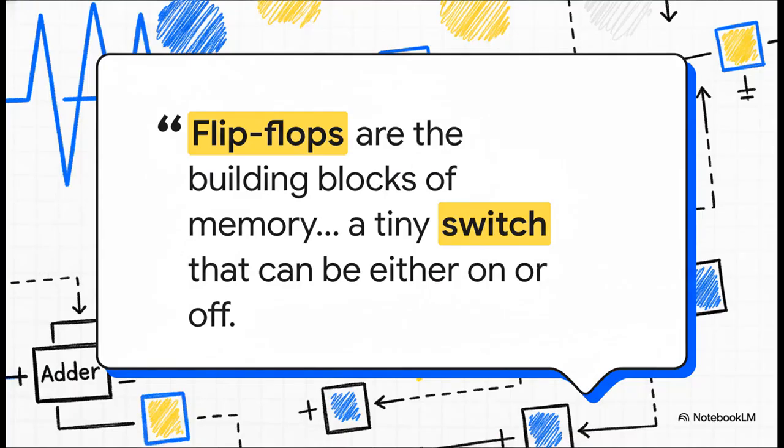The most basic component of memory is called a flip-flop. Yeah, it's a bit of a quirky name, but the idea is actually pretty simple. It's a circuit that works just like a light switch. You can set it to on to store a 1 or flip it to off to store a 0, and it will just hold that value until you tell it to change.